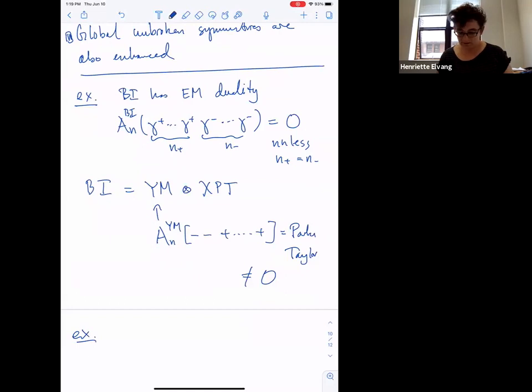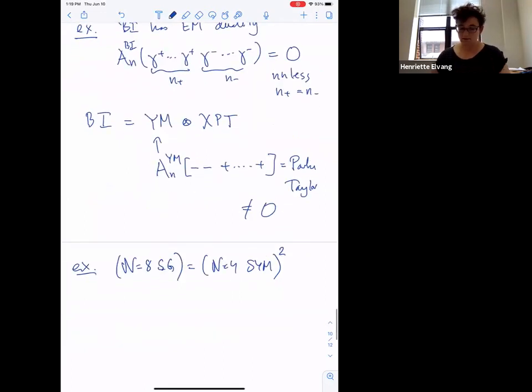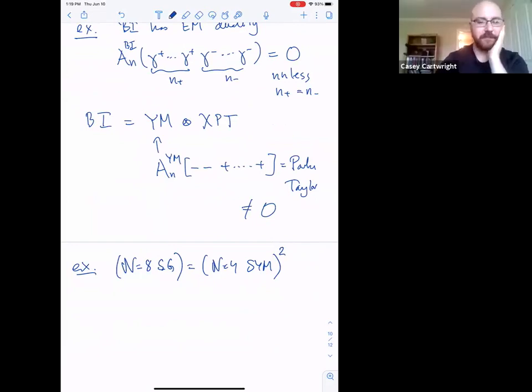Another example is the story that N equals 8 supergravity arises as the double copy of 2 N equals 4 super Yang-Mills for 3 amplitudes. Could I ask a question? Go ahead. Sorry to interrupt. Right. So this may be just a really silly question, but we just talked about taking double copies where we do this special multiplication of the theories.